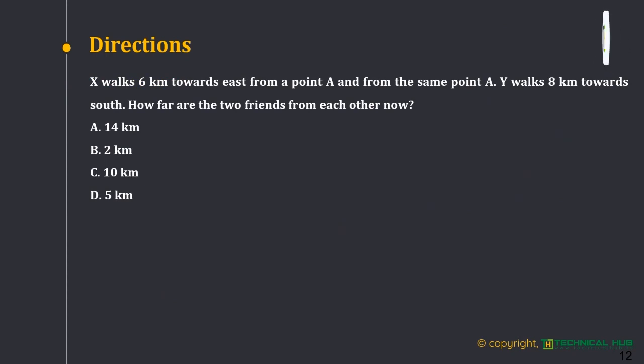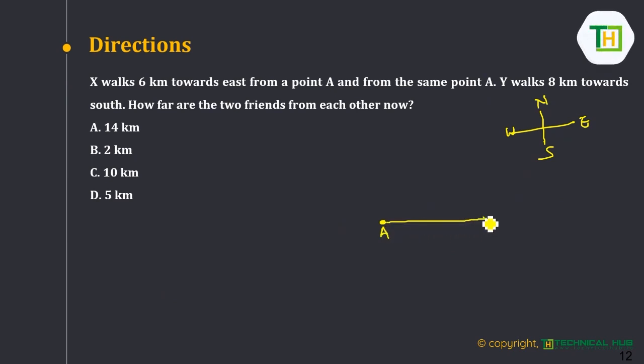X walks 6 kilometers towards east from a point A. For example, if I take this as the point A, I know the standard directions: this is east, north, west, and south. So X started moving towards east for 6 kilometers, and this is the place of X now. This is the point A.